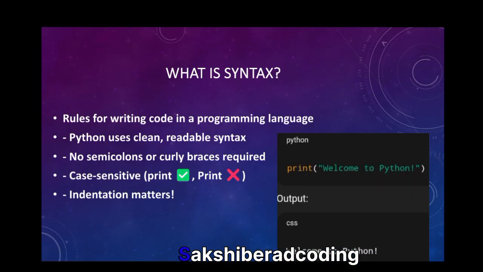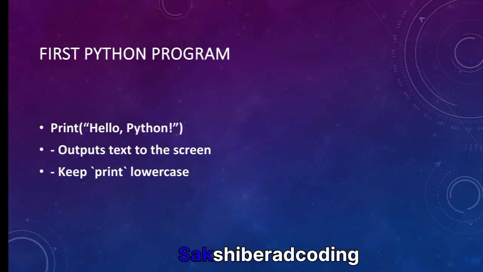Python syntax basics. Python syntax is one of the easiest in programming. You don't need semicolons or curly braces like other languages. Python focuses on clean and readable code. Let's write a simple Python program: print hello Python. It will print hello Python. When you run this, Python displays the text on the screen.